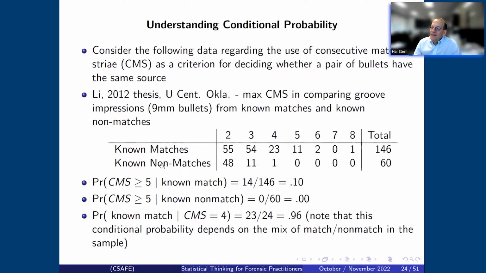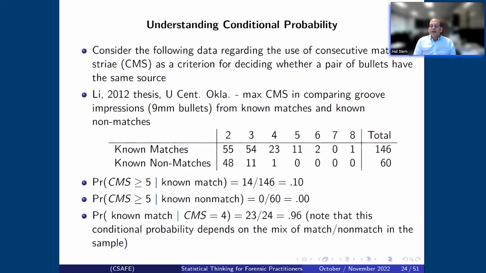Note that the probability of 5 or more matching stria when the pair is a known match is 14, 11 plus 2 plus 1 out of 146, or about 10%. Whereas the probability of 5 or more matching stria, given that they come from non-matching pairs, is 0 out of 60. So this is why conditional probability will turn out to be important for us. We might be interested in how a measurement that we can make behaves under different assumptions about the world.